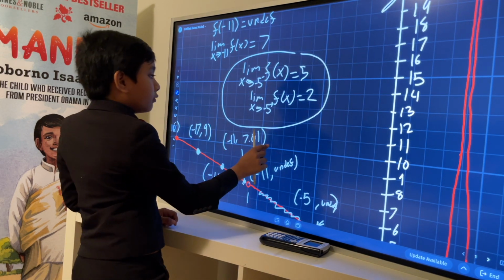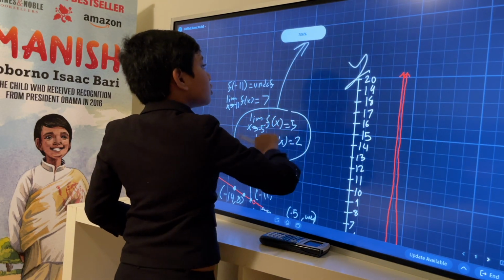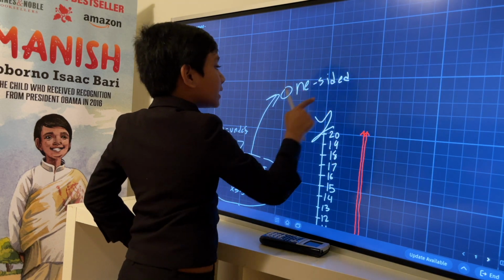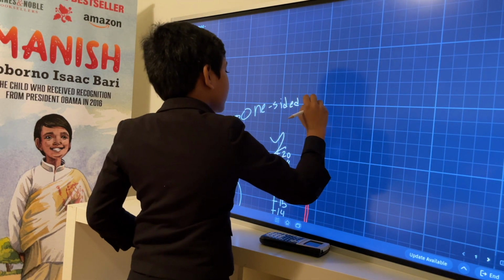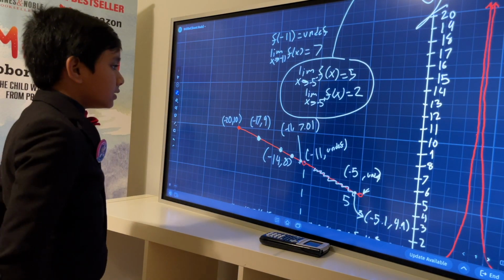That's what we use. And what are these types of things called? They're called one-sided limits, because they are not the same on both sides. They only apply to one side.